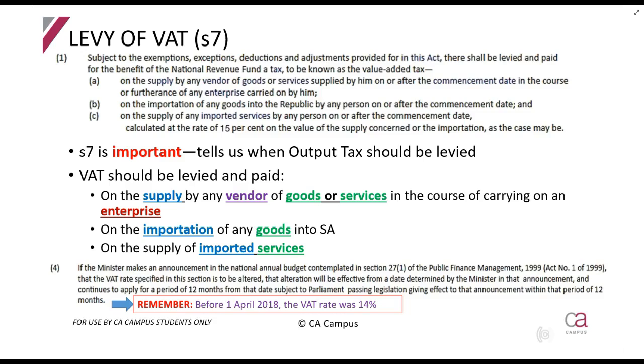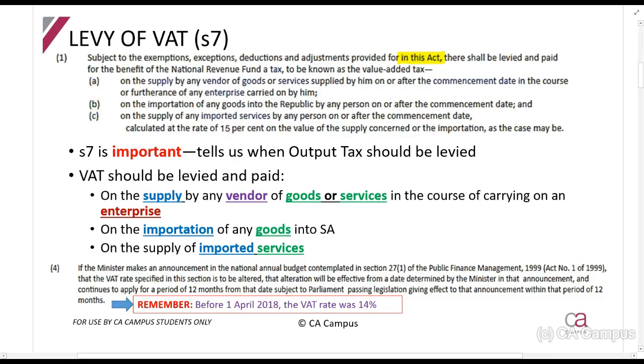So, before we start, let's just read through this first little paragraph. It says, subject to the exemptions, exceptions, deductions and adjustments provided for in this Act, there shall be levied and paid for the benefit of the National Revenue Fund a tax to be known as the value-added tax. So they say, we take into account everything in this Act, which is the VAT Act, then you need to charge VAT. There are three situations in which you need to charge VAT: A, B, and C.